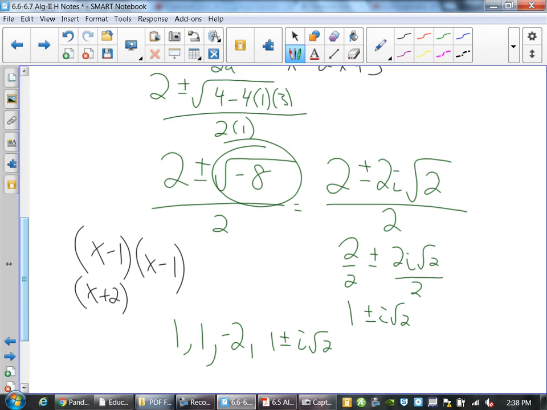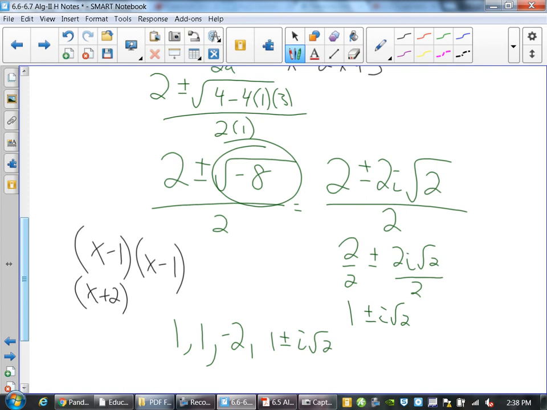And I get 5 total zeros: 1, 1, negative 2, 1 plus i root 2, and 1 minus i root 2. So how do you know it's a quadratic if there's 3 numbers? Because remember, every time you're synthetically dividing, you're dropping a degree. So we factored out a minus 1, factored out another minus 1. We started at 5th degree, factor one out, we had 4th degree, factor another one out, 3rd degree, factor another one out.